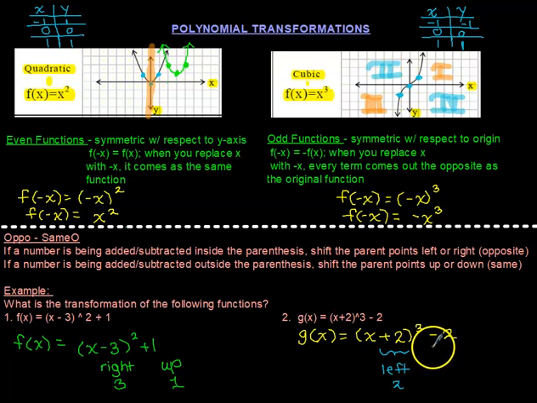And then there's a minus 2 outside of the parentheses. If it's being added or subtracted outside of the parentheses, you do exactly as it says, going up and down. So you're going to go down 2. So from here, left 2 and down 2 from what? From these points given in the parent function. So what I'm going to do here is go left 2, down 2. From here, left 2, down 2. And this point, left 2, down 2. And this is my graph.